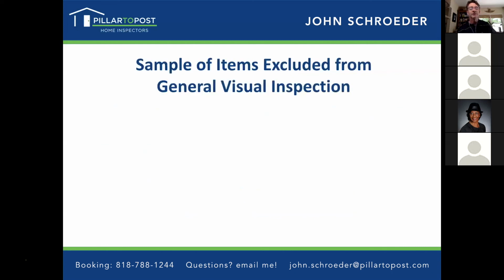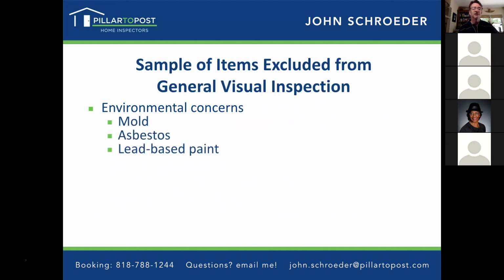So here are a few items that are excluded from the general visual inspection. Environmental concerns such as mold, asbestos, lead-based paints. Now I actually do inspect for mold, and that's an added service, but if I ever see anything that looks like mold, of course, I will note it in the report, but there's no way to know if it's mold unless it's analyzed by a laboratory. So I can have that done, but that's not really part of the general visual inspection. That's an added service. Termites, that requires a special license, as many of you, I'm sure, know.